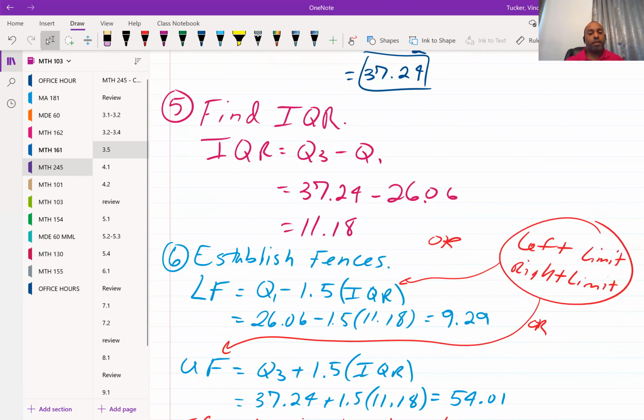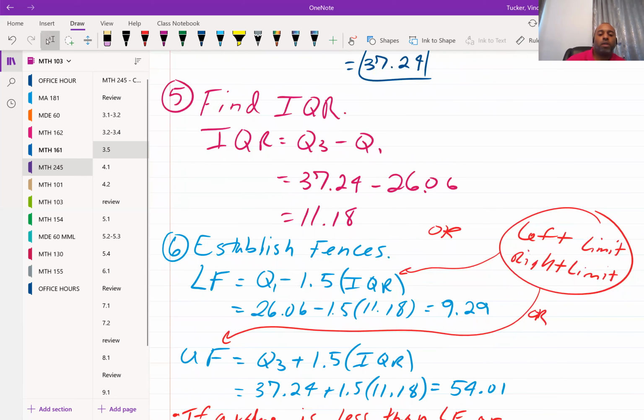So next thing we'll do is establish our fences. Some books refer to them as limits, left limit, right limit, but our book called them lower fence and upper fence. So to find our lower fence, Q1 minus 1.5 times the IQR. So it's 26.06 minus 1.5 times 11.18, which is 9.29. And then our upper fence, Q3 plus 1.5 times your IQR. That'll give us 54.01.